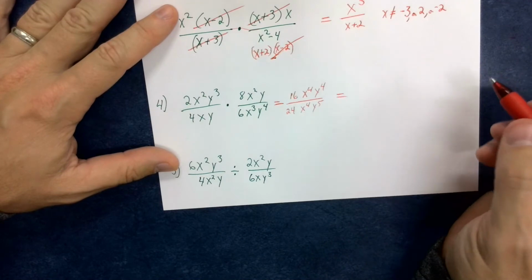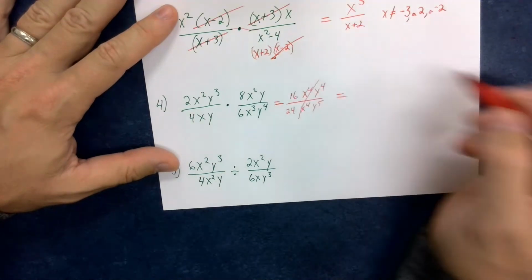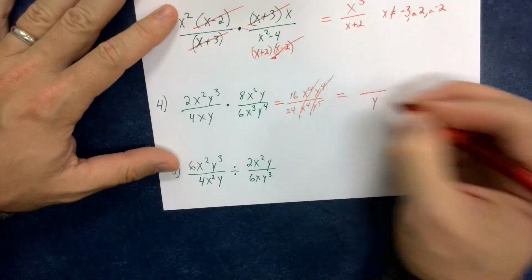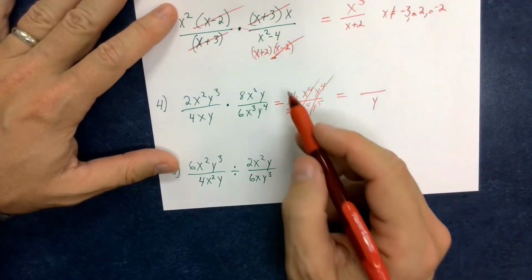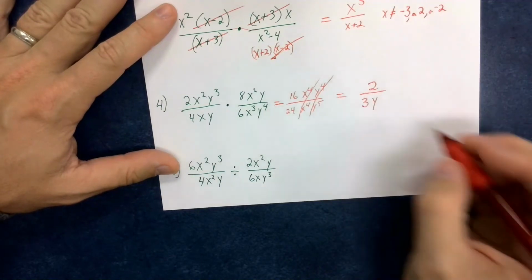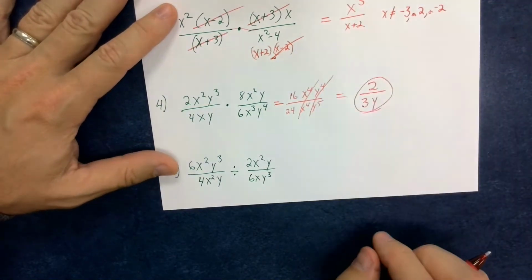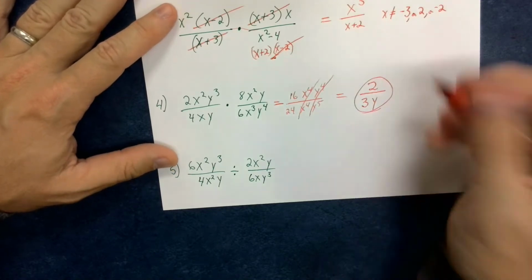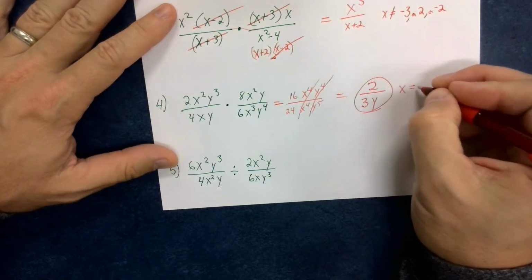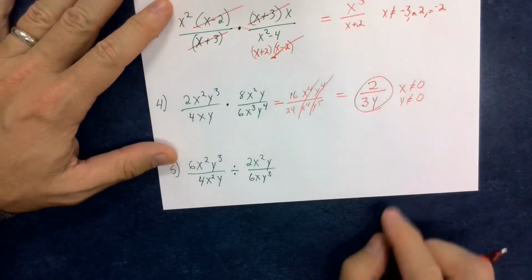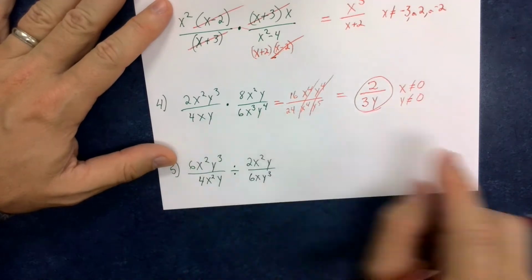Looks like then that x to the 4th kills x to the 4th, y to the 4th kills y to the 5th with a single y still downstairs. And 16/24 I believe is 2/3. So 2 divided by 3y, final answer, where we know that x can equal 0 and y can equal 0. Those are our two things that we can't have because those were in the denominators.